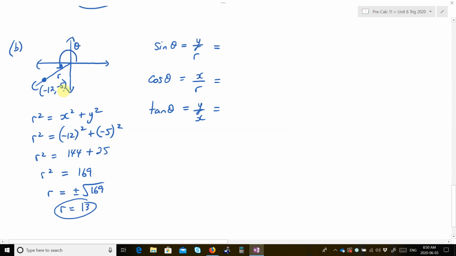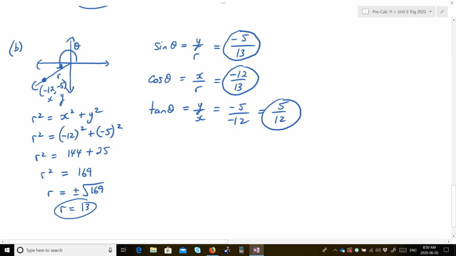Okay, so this is x and this is y, so sine of theta is going to be -5 over 13, cos of theta is -12 over 13, and y over x, -5 over -12, which is 5 over 12. And you can kind of see the CAST rule happening there. That's why tan is the only one that's positive in quadrant 3. So this was 3b. Excellent, let's get on to 3c.